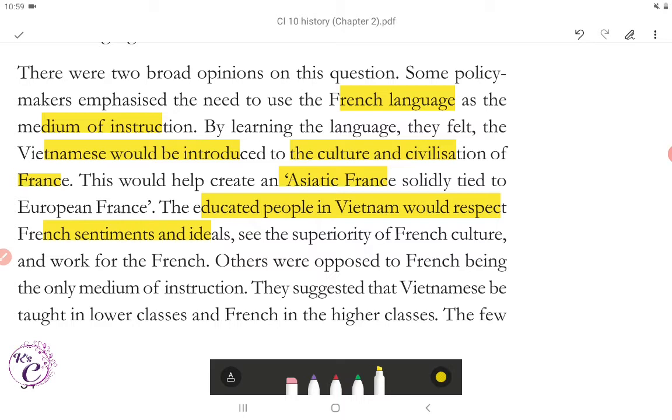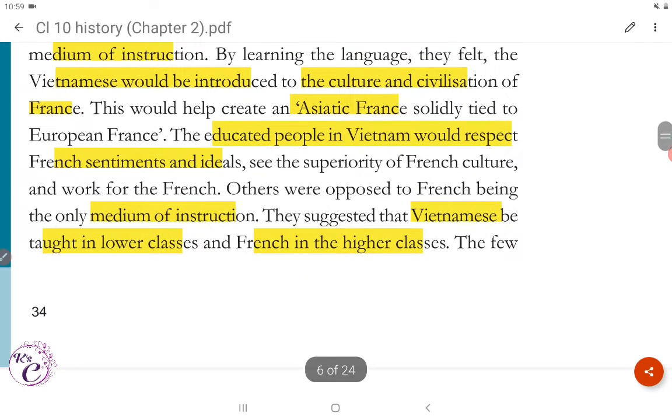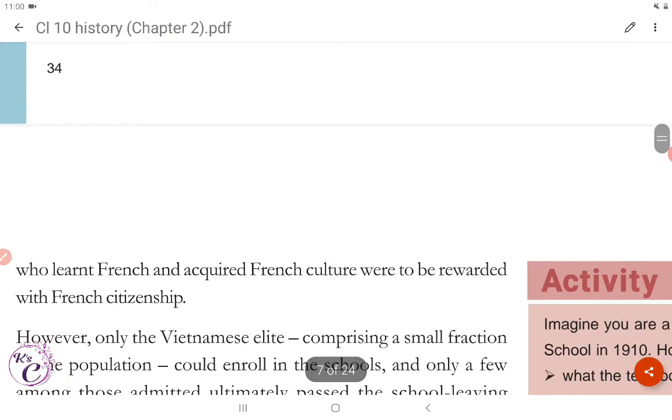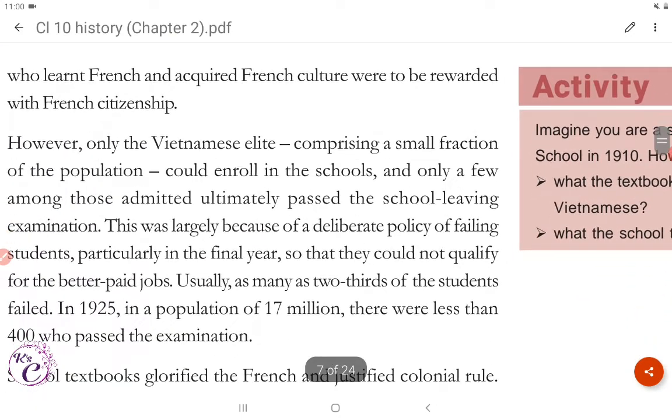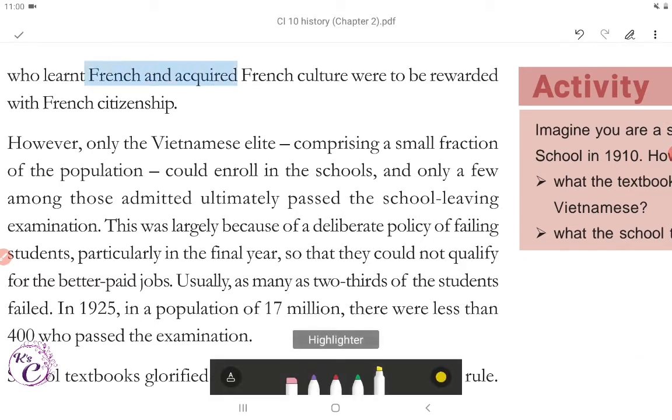Others were opposed to French being the only medium of instruction. They suggested that Vietnamese be taught in lower classes and French in the higher classes. The few who learned French and acquired French culture were to be rewarded with French citizenship.